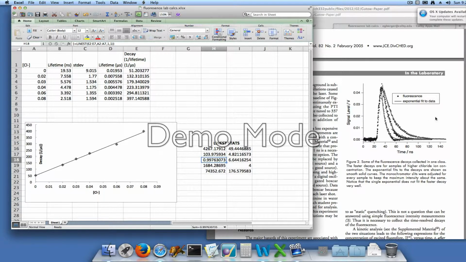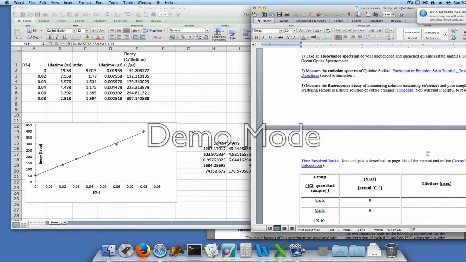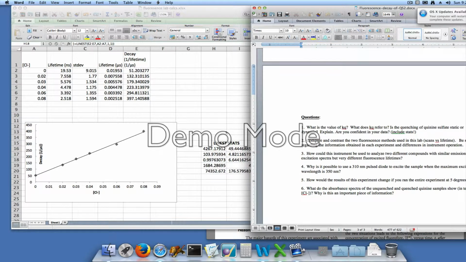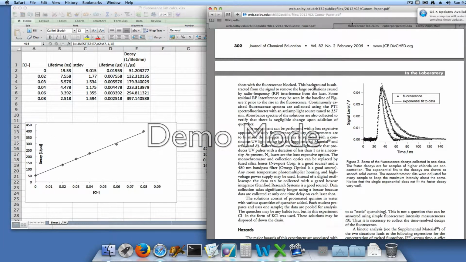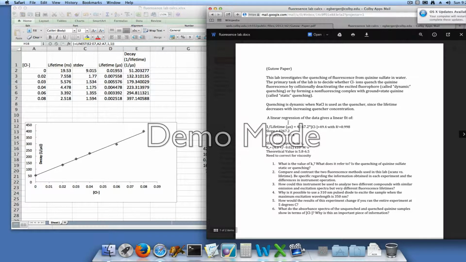So we have some questions to answer about this data. The first question that we needed to answer was, what is the value of KQ? Well, KQ is corresponding to this value, which is the slope of the line, and I have those calculations right here. So we have the value of KQ is 4.3 plus or minus 0.02 times 10 to the 9th inverse molar seconds.